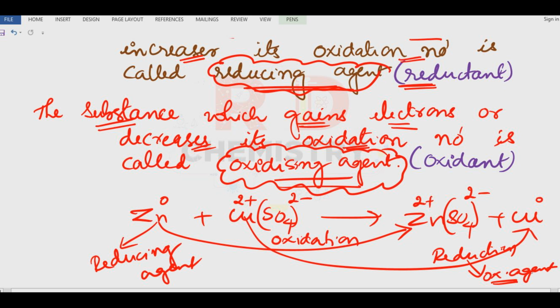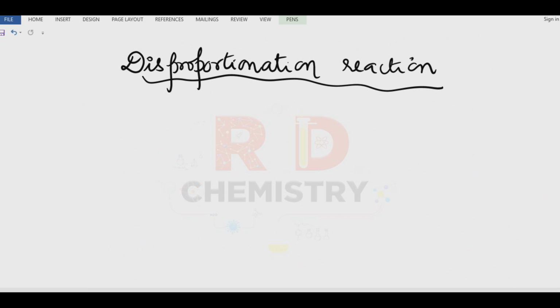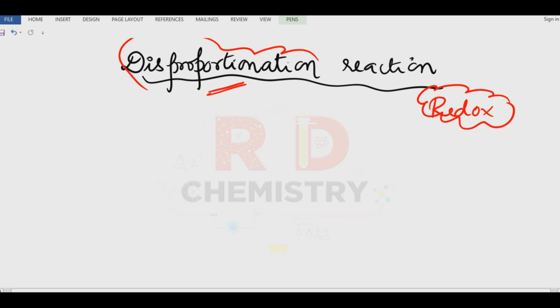Reducing agent undergoes oxidation and oxidizing agent undergoes reduction. Okay, so be careful when you are solving the problem. An important topic in the redox reaction is the disproportionation reaction. We studied redox reactions. What is a redox reaction? Generally, in the given reaction, one element undergoes reduction and another element undergoes oxidation, two different elements.